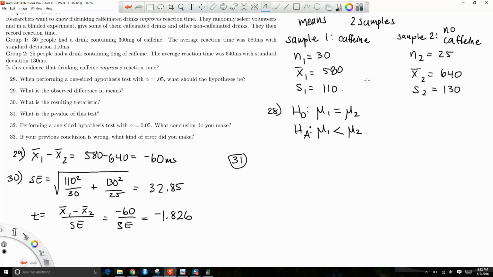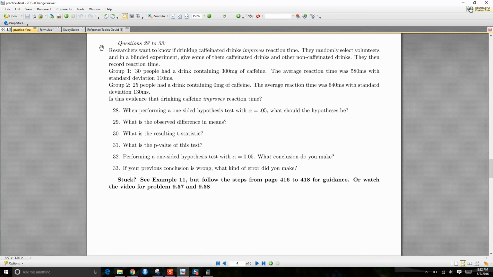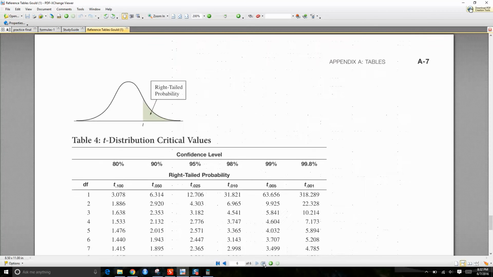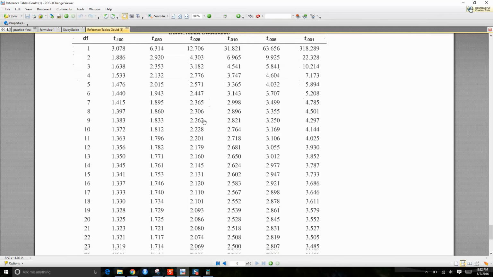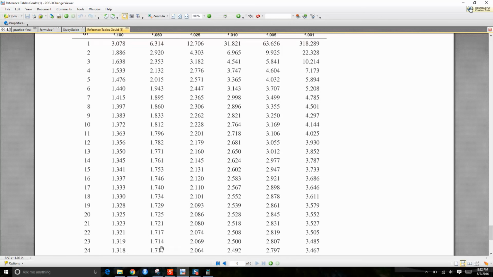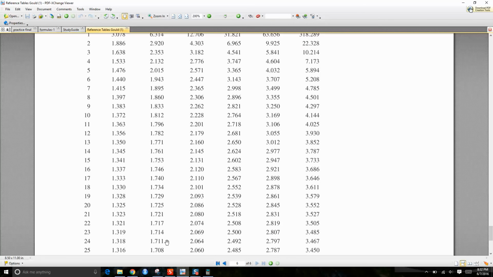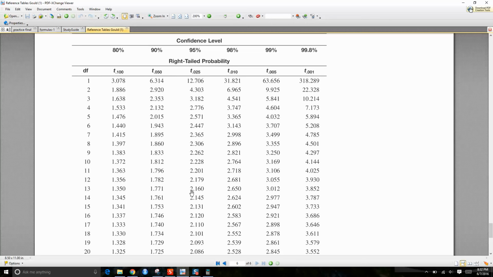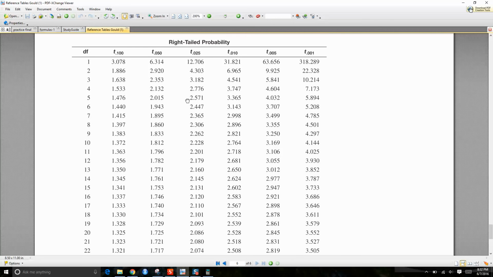Okay? So 31, we're going to look this up in the t-table to get our p-value. The degrees of freedom we're going to use is n minus 1. So that means we're going to use the smaller n. We're going to have 24 degrees of freedom. And so I'm going to look up negative 1.826 in 24 degrees of freedom. That's in between this column, 1.711 and 2.064, which means the corresponding tail is between 0.05 and 0.025. Is that good with everybody?